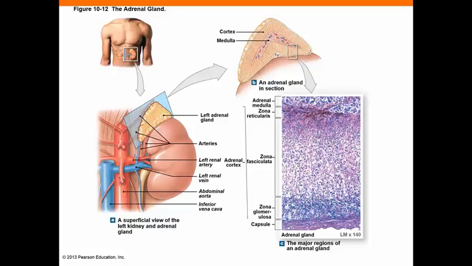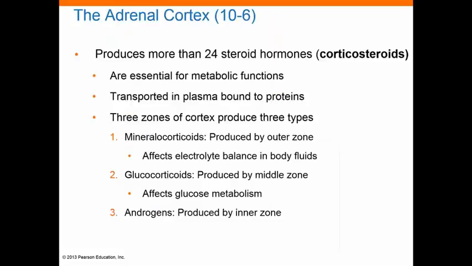The adrenal gland is also called the suprarenal gland. It is a yellow, pyramid-shaped gland that sits on the superior border of each kidney. The suprarenal or the adrenal gland has 2 portions, the outermost adrenal cortex and the inner part, which is the adrenal medulla. The adrenal cortex contains high levels of cholesterol and fatty acids, and that's why the gland looks kind of yellowish in color. The adrenal cortex produces more than 24 steroid hormones that are collectively called corticosteroids.